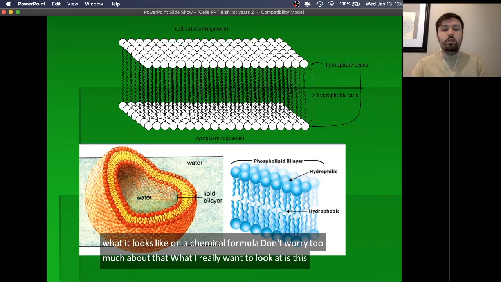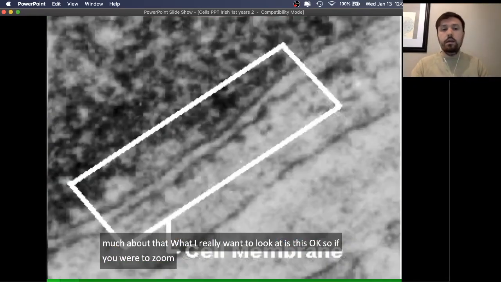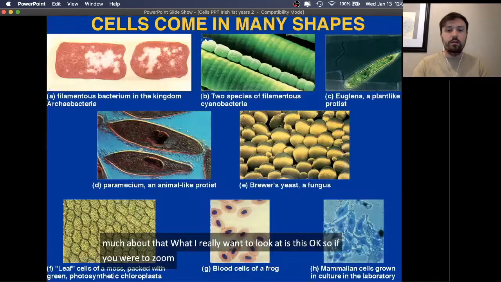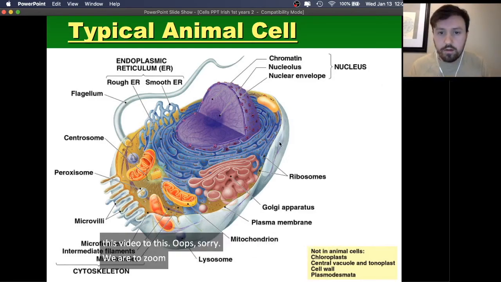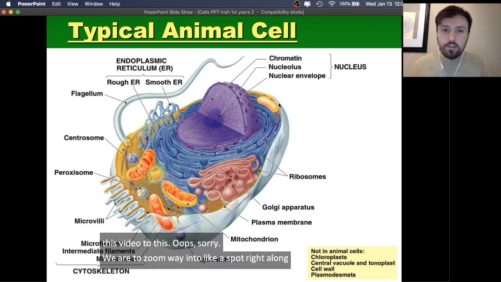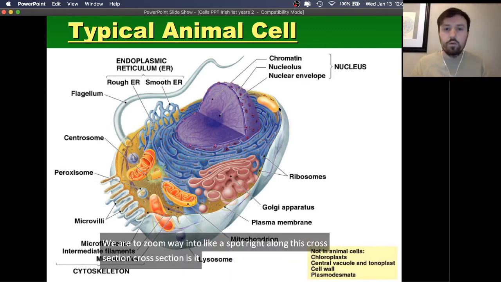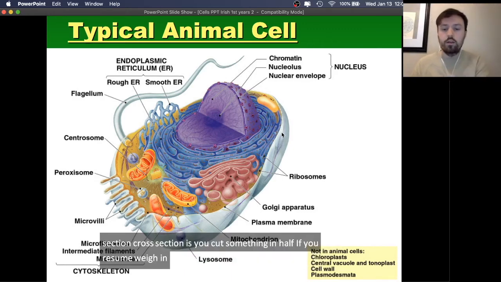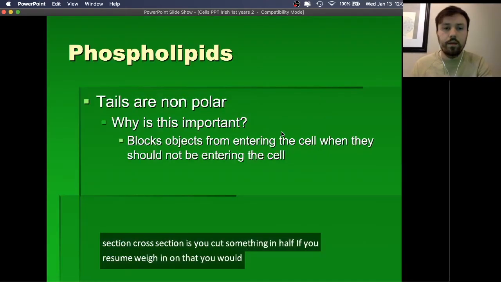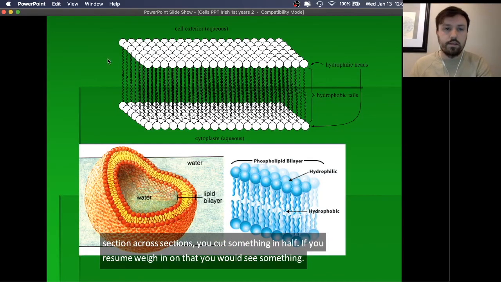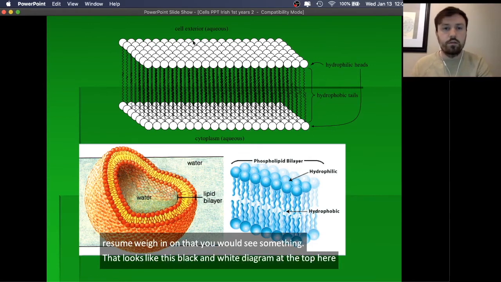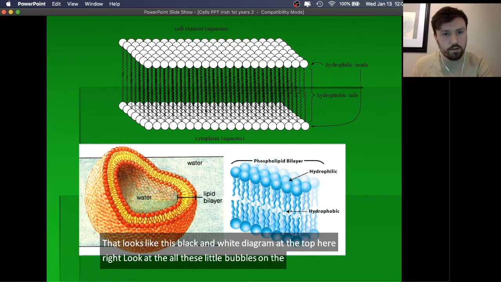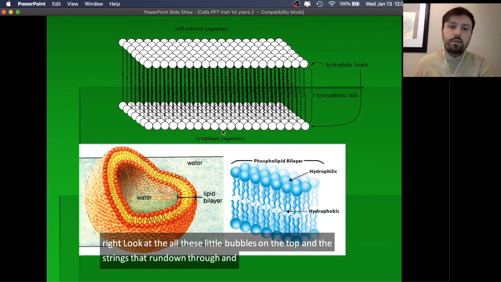If you were to zoom way in to a spot right along this cross-section, a cross-section is when you cut something in half, you would see something that looks like this black and white diagram at the top here, right? Look at all these little bobbles on the top, and then these strings that run down through, and then bobbles at the bottom, right?